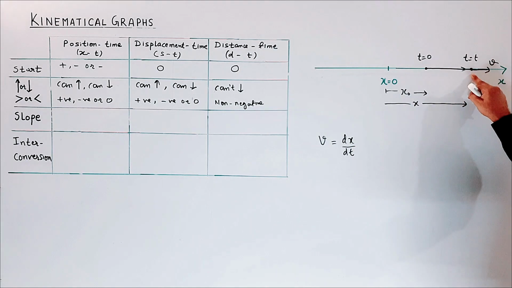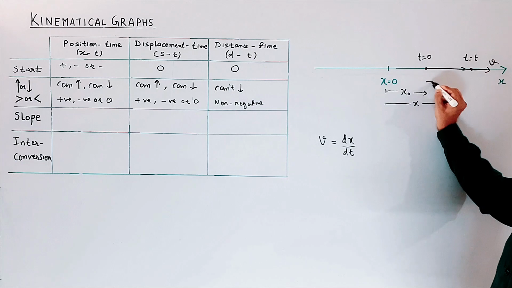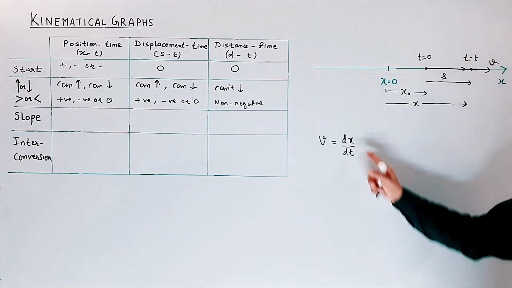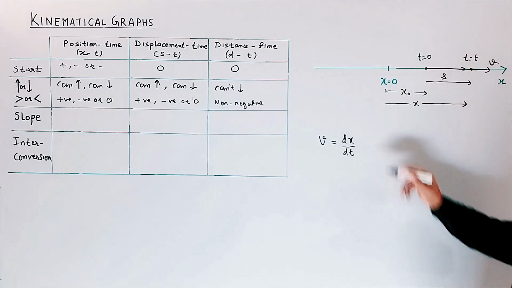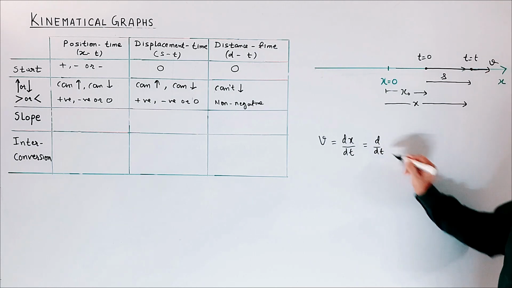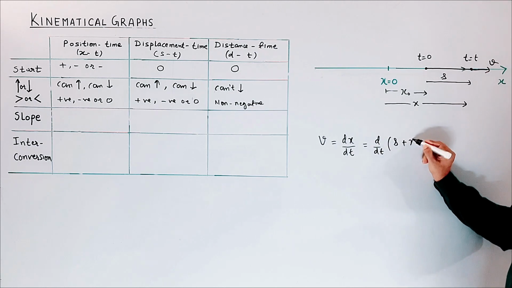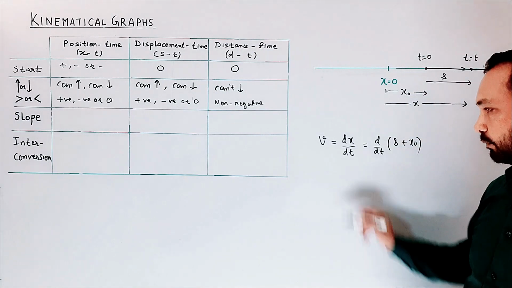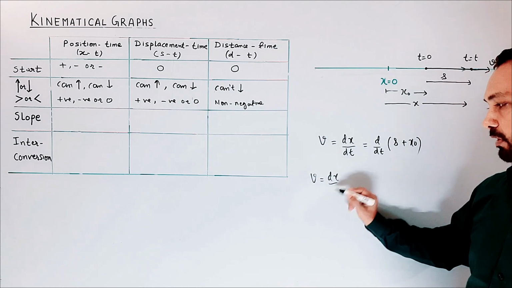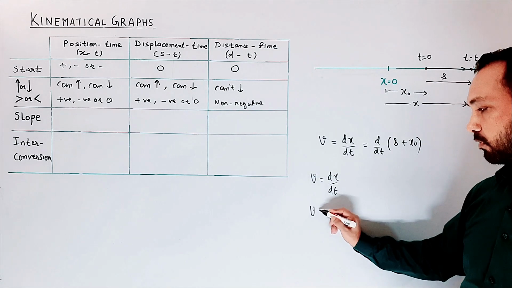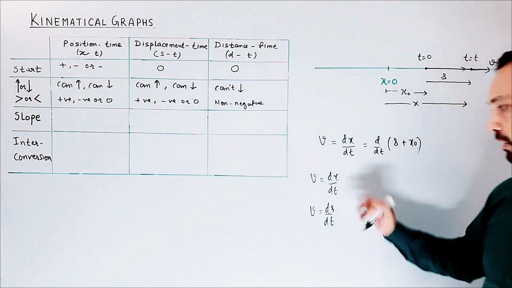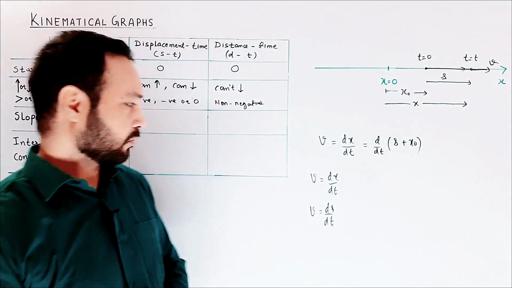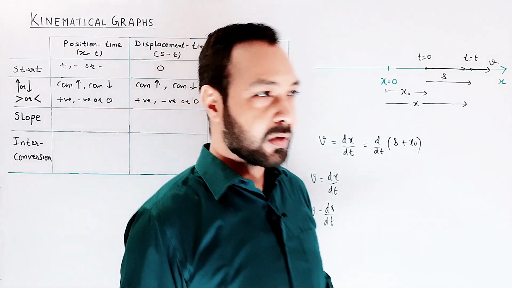dx is the position at time t, and from the initial movement to the time t, the displacement is, say, s. So I can also write x is equal to initial position plus displacement, so that we can write d by dt of s plus x naught. Initial position is some constant, so the derivative of a constant is 0. So v is equal to dx by dt, and v is also ds by dt. So velocity is the rate of change of position with respect to time, and velocity is also the rate of change of displacement with respect to time, and that you have already studied in the beginning, in kinematics.